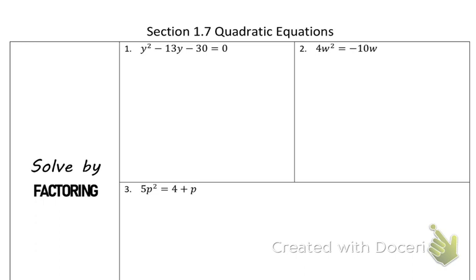So we notice that this one has 3 terms, which means you either need to factor it, complete the square, or put it in the quadratic formula. All 3 will get you the same answer. I am going to factor this one. I'm going to turn it into a binomial times a binomial.